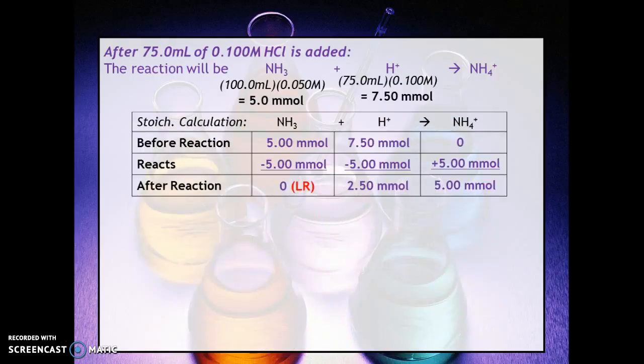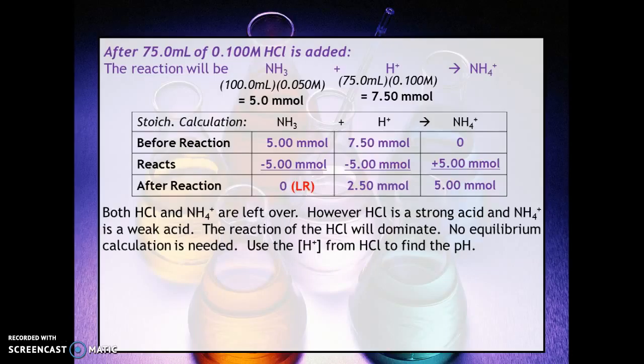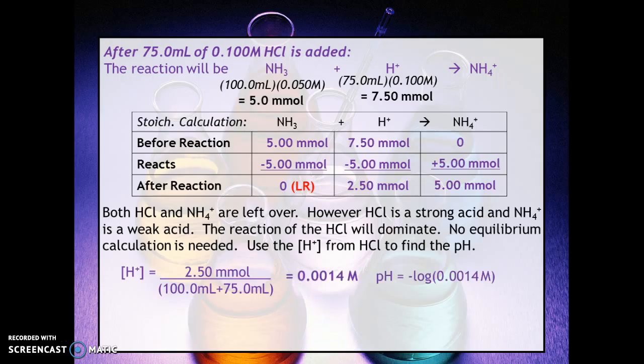This time my limiting reactant is the NH3, which means my solution is totally acidic. Because of that, I really don't even have to do my equilibrium calculation because HCl is so strong that I can just plug it in, do the negative log, and get my pH out.